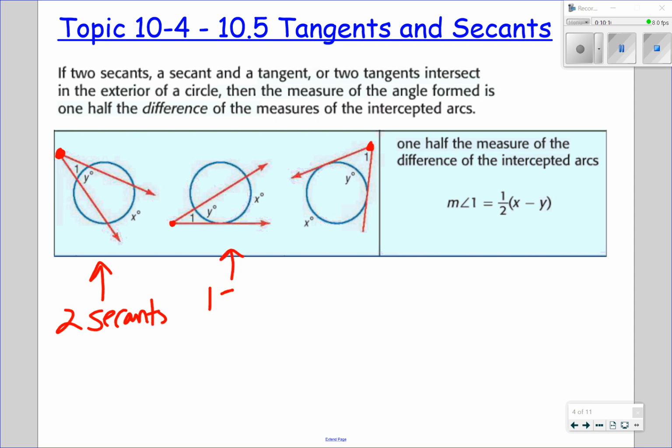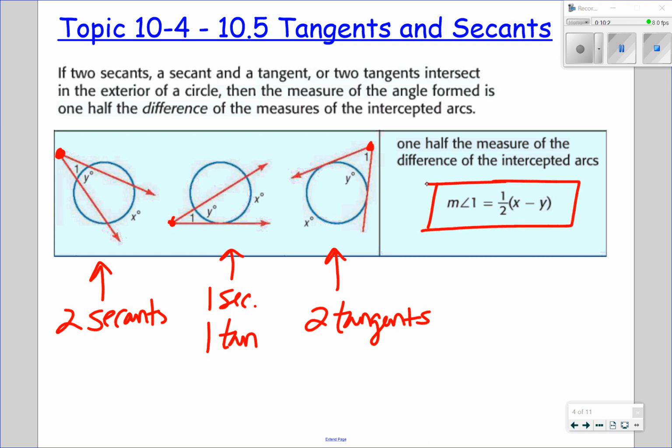This would be one secant and one tangent line intersecting here outside the circle. And this would be two tangents intersecting outside the circle. But there's a formula. No matter what you have, if the intersection is occurring outside of the circle, this angle, the point of intersection, is equal to the difference of the intercepted arcs and then divided by 2.